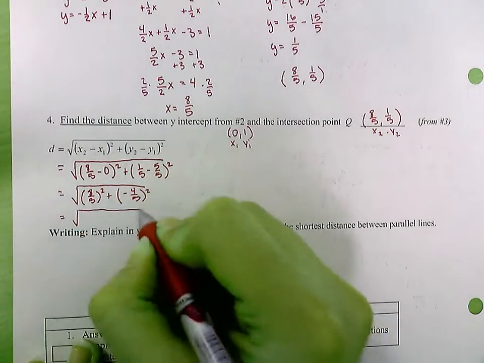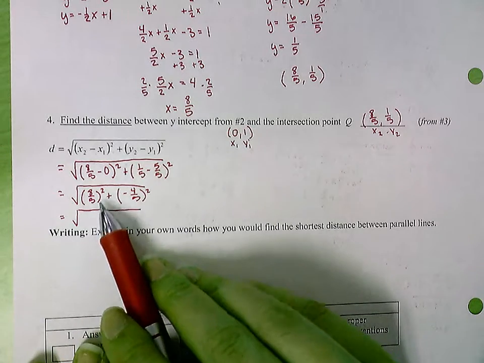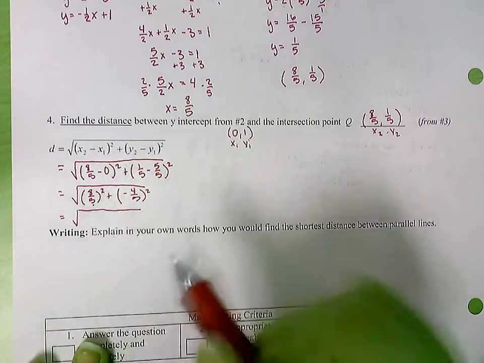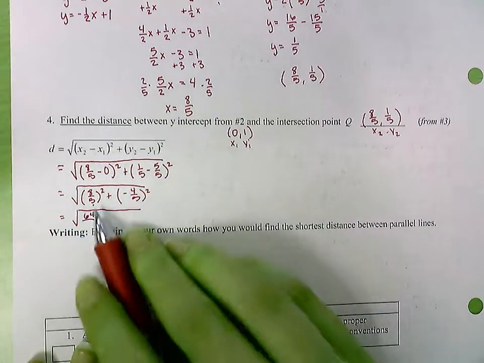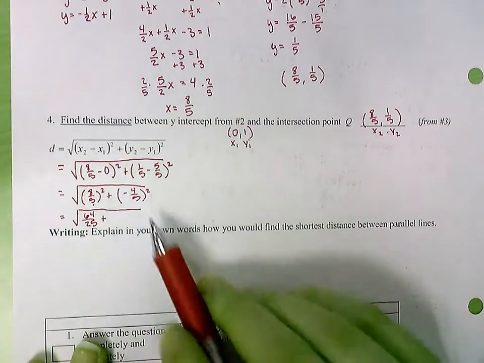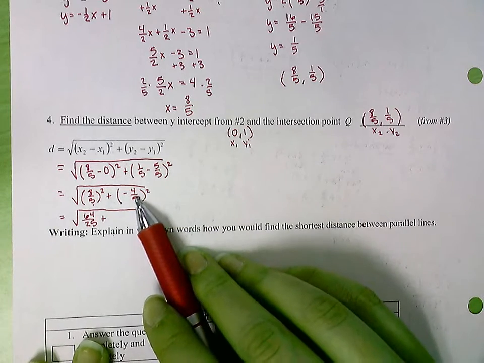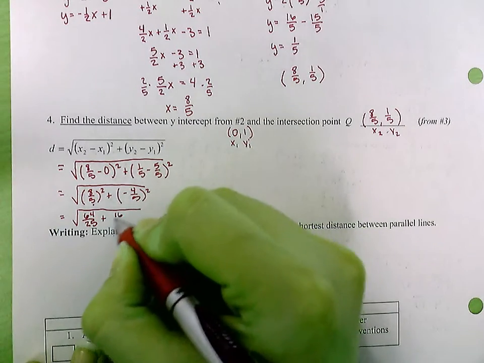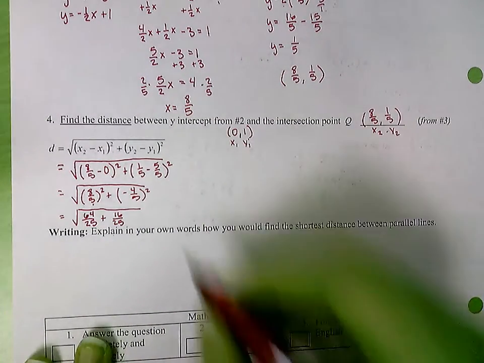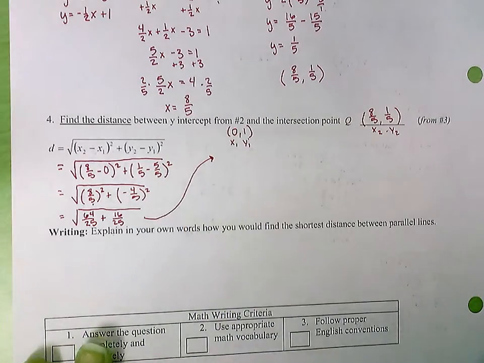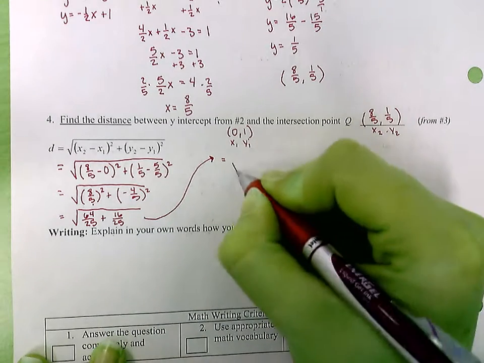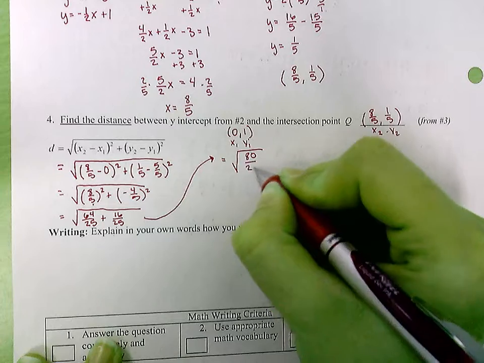So when I have to square a fraction, you need to square the numerator and the denominator. So I have to square 8, that's 64, and I have to square 5, that's 25. Same thing here, square your numerator. I have negative 4 squared is 16, and 5 squared is 25. Now I can add 64 and 16. That's 80.